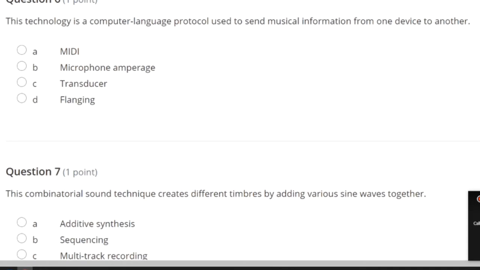Question 6. This technology is a computer language protocol used to send musical information from one device to another. Is it A, MIDI, B, microphone amperage, C, transducer, or D, flanging? It's musical instrument digital interface, also known as MIDI.